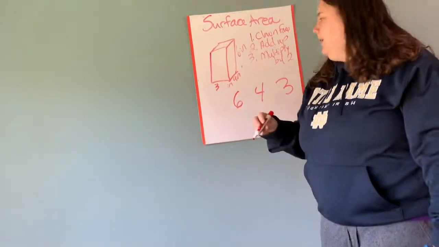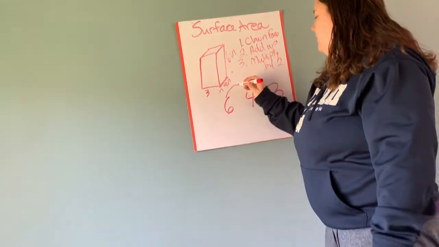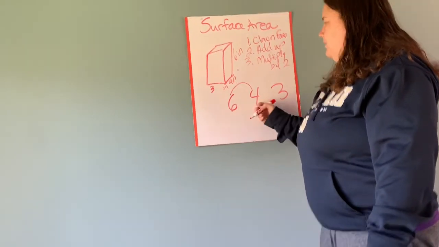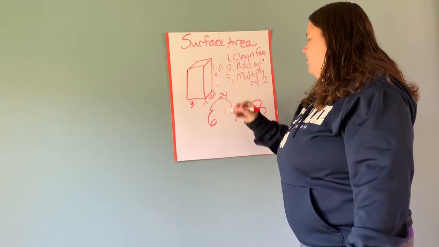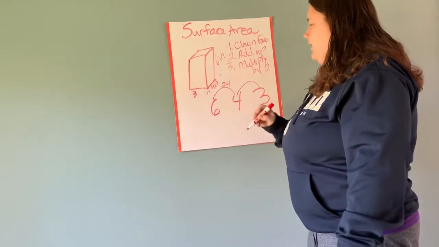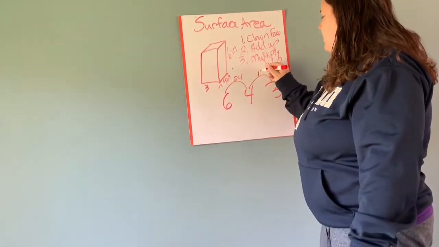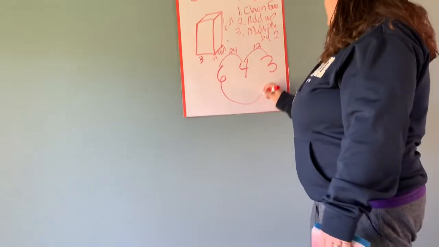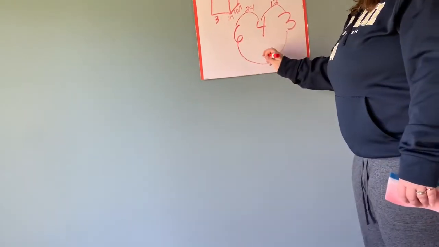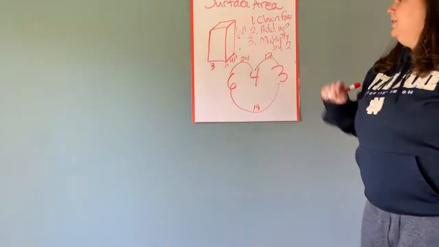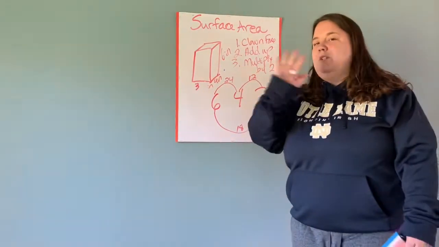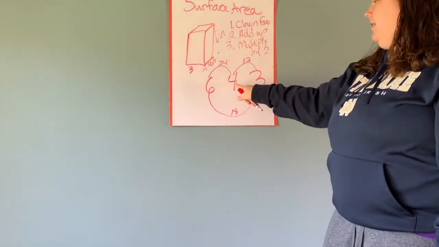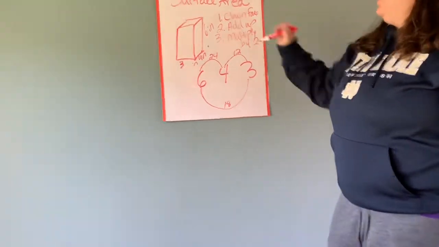So clown face. 6 times 4 is 24. For the other eye, 4 times 3 is 12. Now you do a smiley face: 6 times 3 is 18. So we did step 1, clown face. You have to use your imagination: the eyes and the mouth.